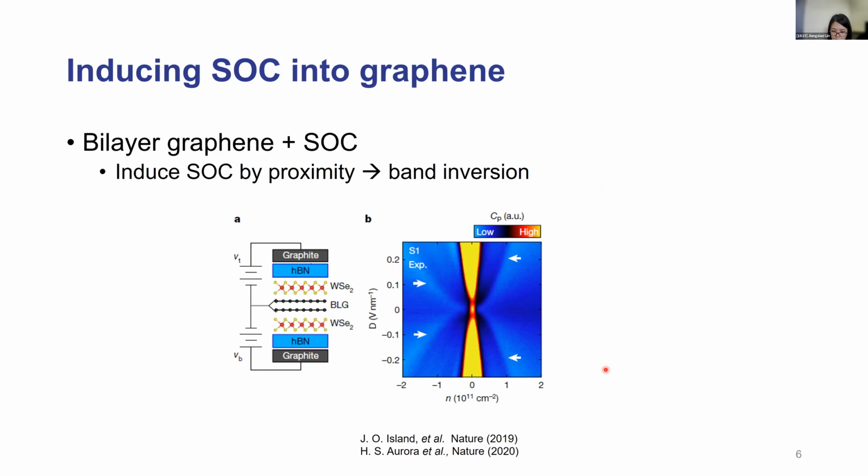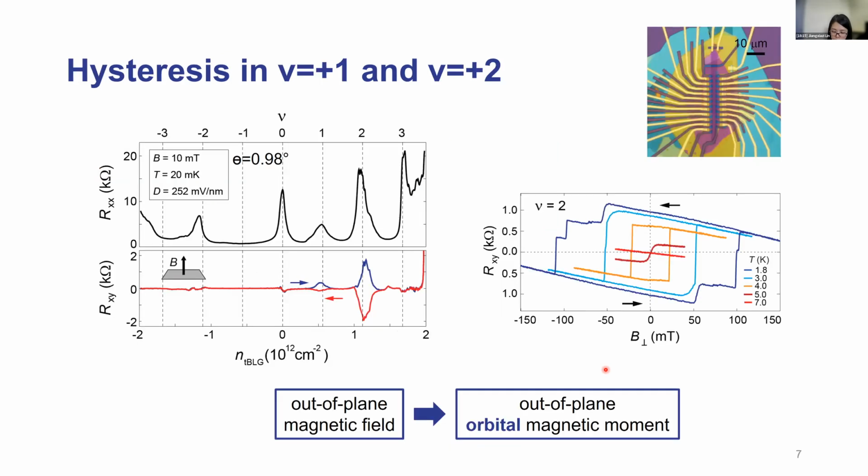Here's our result. This picture is our tungsten diselenide-proximitized twisted bilayer graphene device. And here is the longitudinal resistance at low temperature. We can see the correlated insulating states here at the -2, 1, 2, and 3 fillings of the moire lattice. When we apply a small out-of-plane magnetic field and sweep the carrier density forward and backward, we can see that there is a hysteresis loop in the Hall resistance at quarter and half filling of the moire flat band.